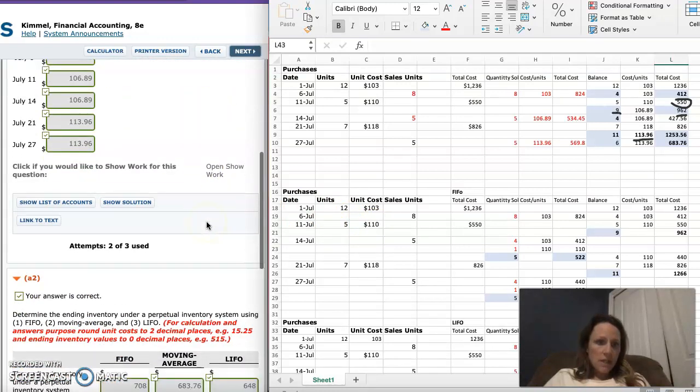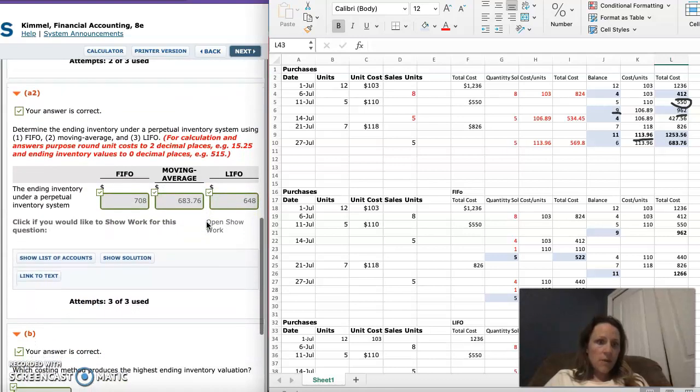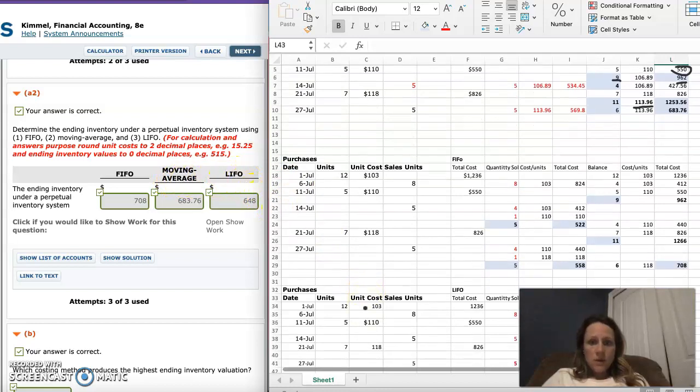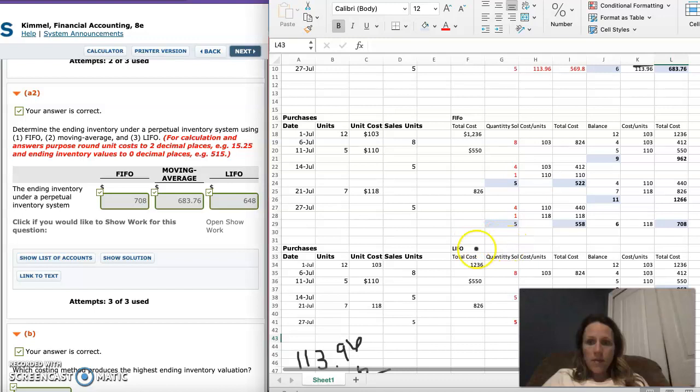As we scroll down, the next question asks us to find FIFO, first in, first out, moving average, and LIFO. So there's the quick way, but we're going to go through the longer way just so you can see how it's set up. We purchased 12 units at 103, so we come over here. The balance is 12 units at a 103 price.